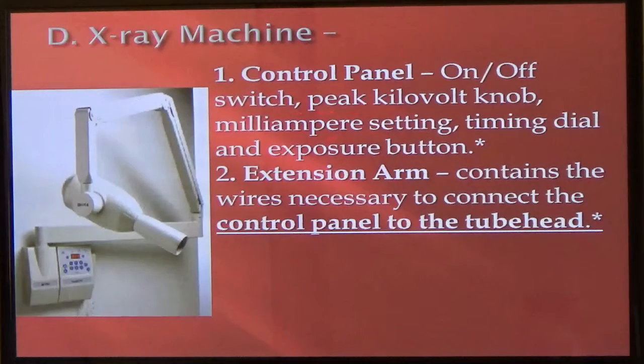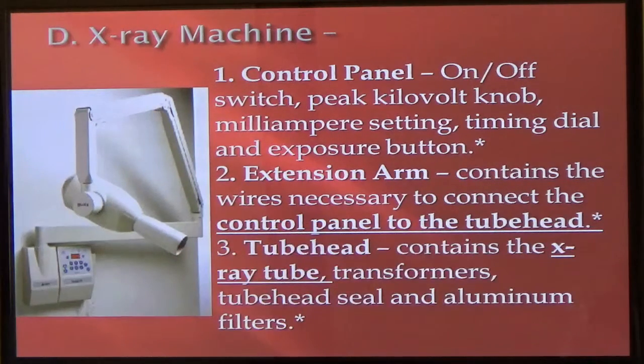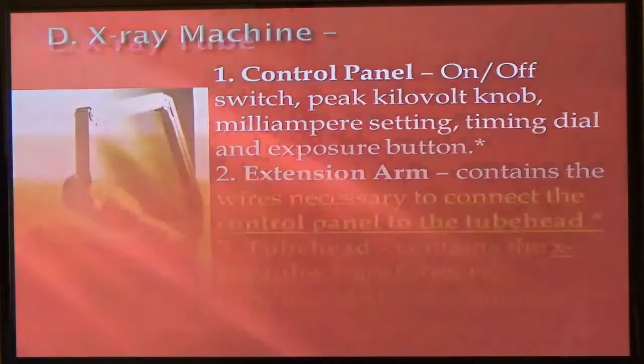Okay, so you have a control panel, then you have an extension arm. The extension arm goes from the control panel or control box, and all it has is the wires and whatever's necessary to connect to the X-ray tube over here. So know the control panel, know the extension arm. The tube head is in here. The tube head contains the X-ray tube, and then you have transformers, and we'll talk about these others, the seal and aluminum filters, in here.